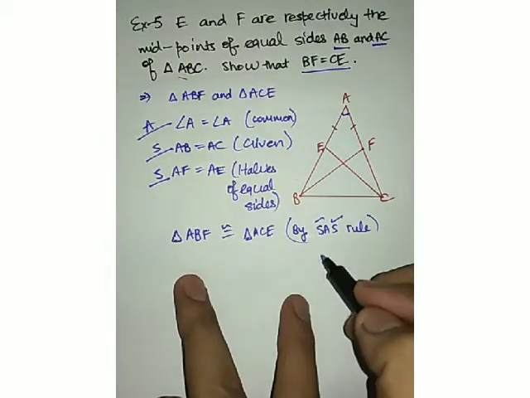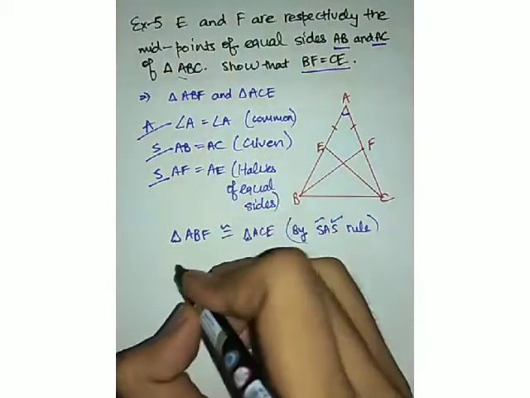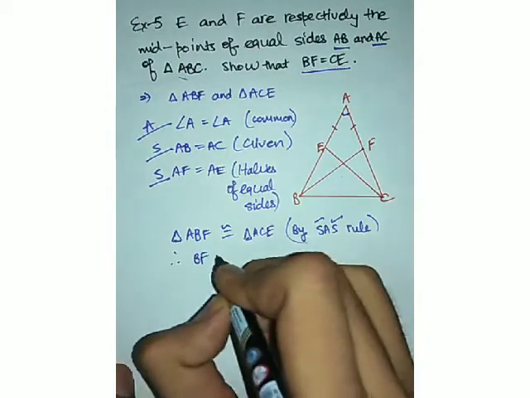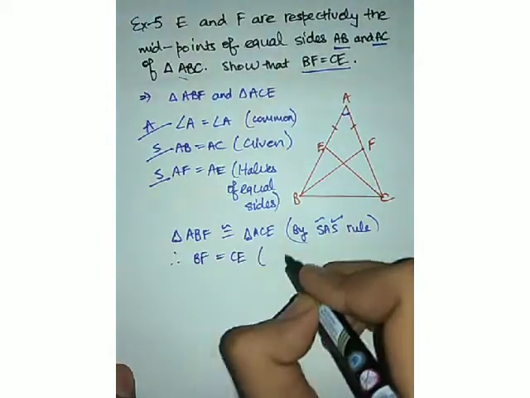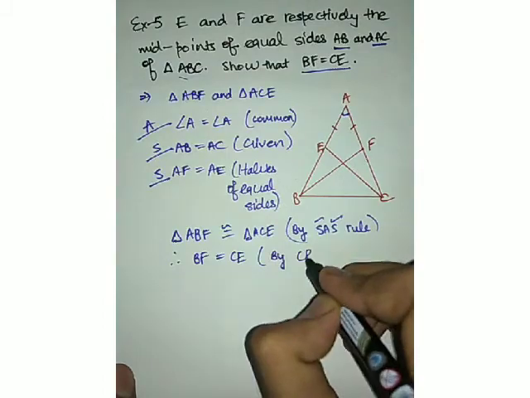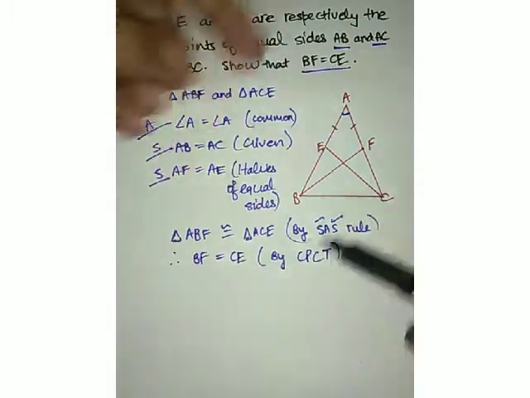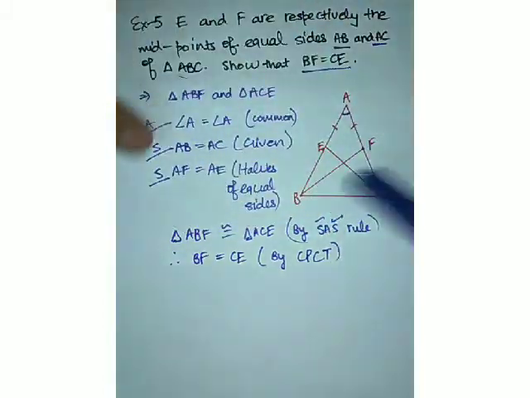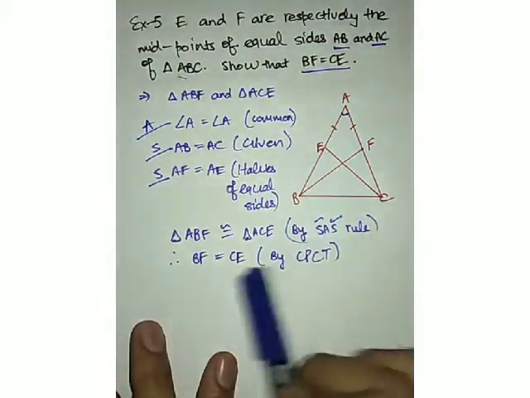Now these two triangles are congruent to each other, so automatically BF is equal to CE by your favorite thing, yes, that is CPCT, corresponding parts of congruent triangles. So this is how you can prove it.